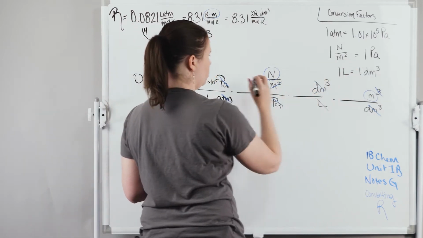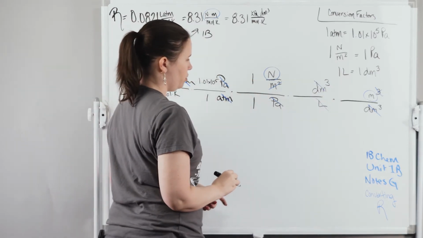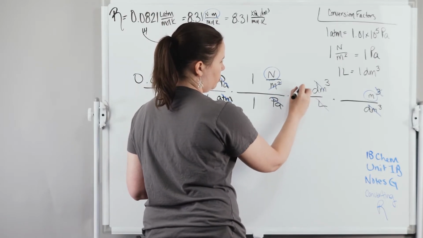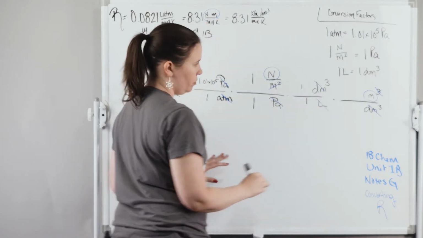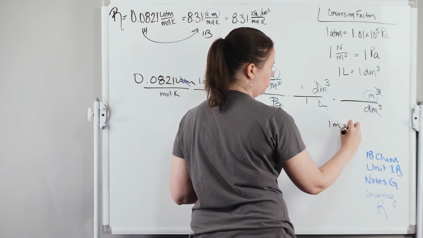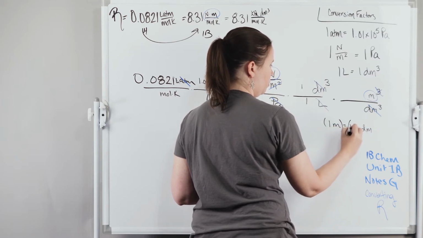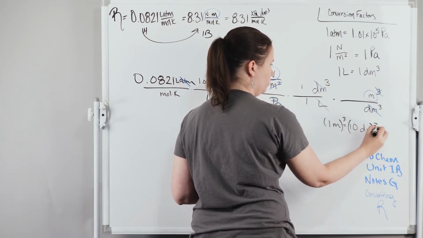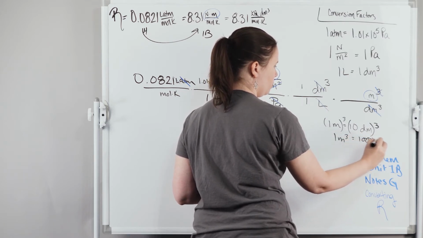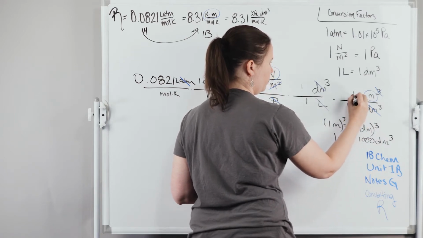Now this was just a 1-to-1, the key for bridging the units from pressure to force. And then decimeters cubed is the same as a liter, so again 1-to-1. Now this one can be a little bit tricky. I know that 1 meter is equal to 10 decimeters, but if I cube them, 1 meter cubed is actually equal to 1,000 decimeters cubed. So we're gonna divide by 1,000 there.